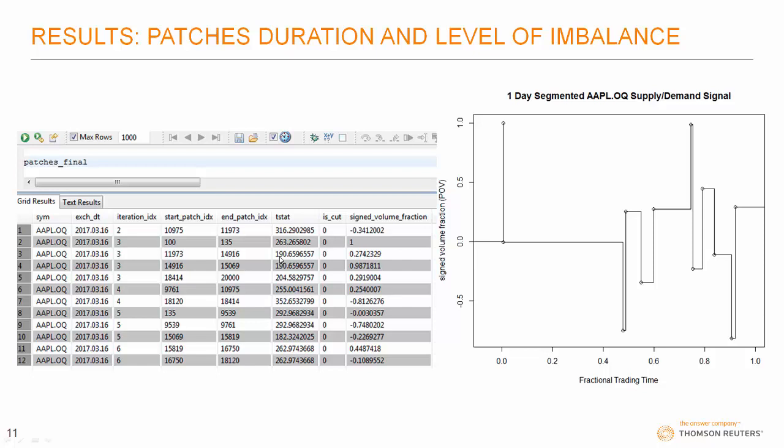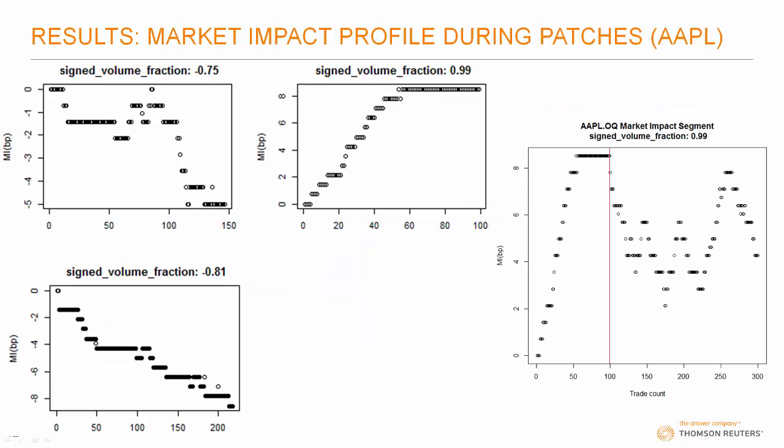within each patch. You can see we have short bursts of buying, two buying patches, and a couple of selling patches here, separated by noise, what looks to be very low-level imbalances. So this is the end result of the process. What I could do is look a little closer into some of these patches and plot the market impact profile for each one of these patches of at least 100 trades or more.